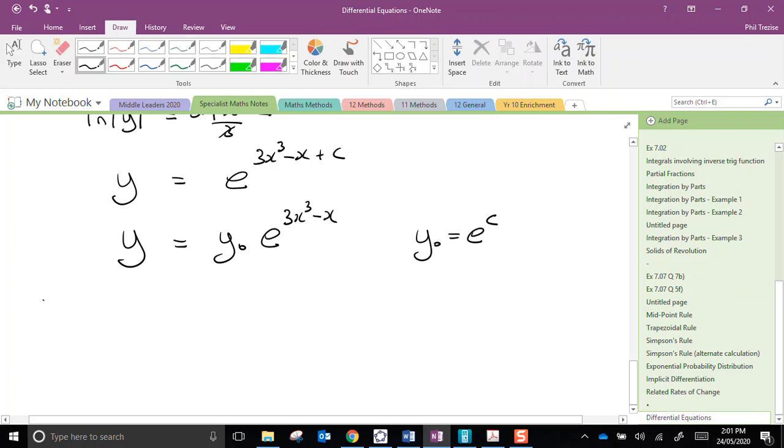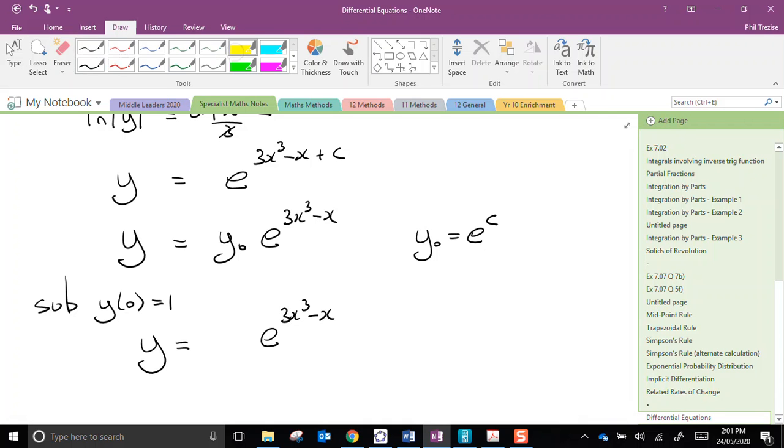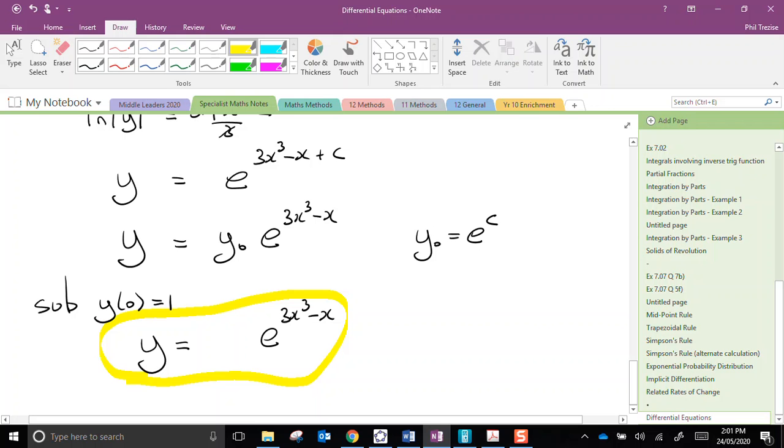If I substitute now my initial value, y naught equaled 1, imagining that you had a 0 for x here and here, that's just e to the 0, so it's really just 1. Then my function becomes 1 multiplied by e to the 3x cubed minus x. Now there's really no point in having 1 multiplied by taking up space, so that is my specific solution to this differential equation.